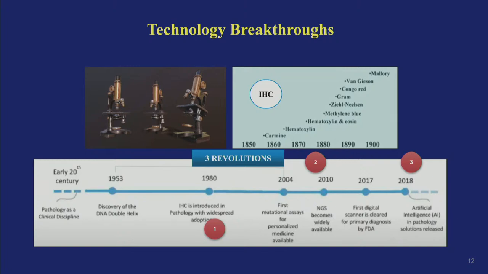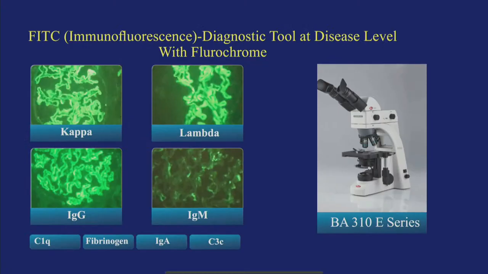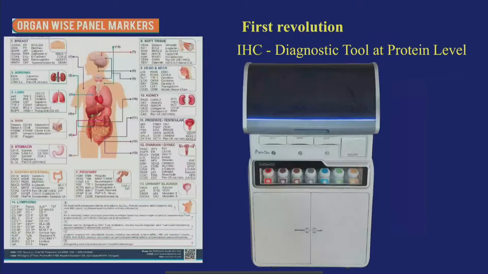with the introduction of immunohistochemistry, which has been widely accepted now and plays a very key role in oncopathology. The second one is the introduction of NGS in 2010, and the third is artificial intelligence in 2018. And in between, we have also got immunofluorescence, which plays a very key role in diagnosing kidney and skin lesions, based on which, from the deposits, we are able to identify conditions like IgA nephropathy, etc.